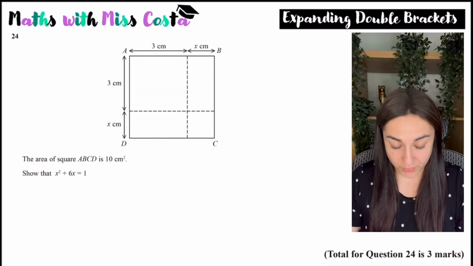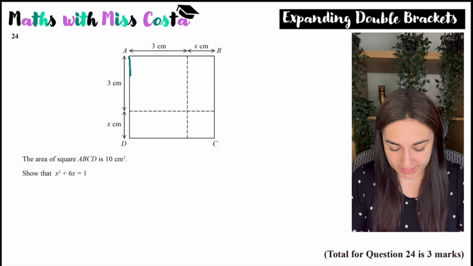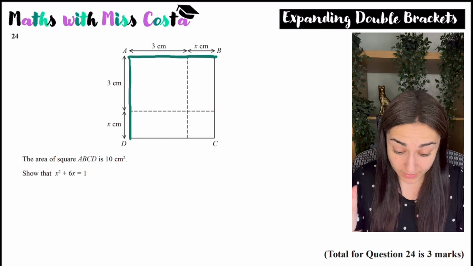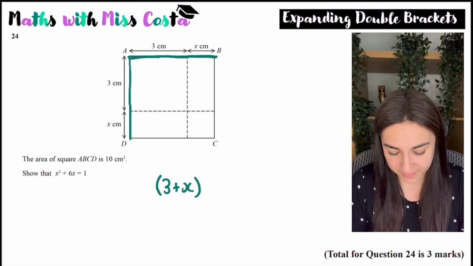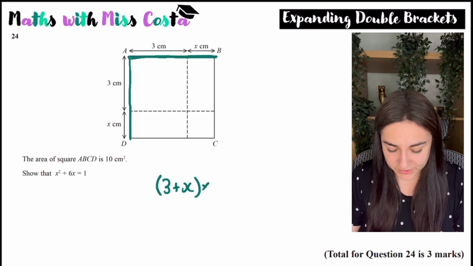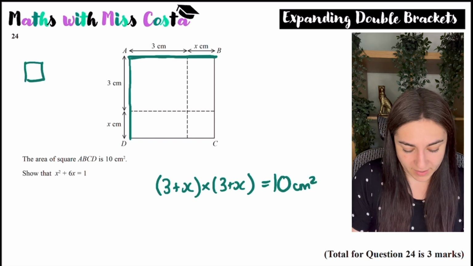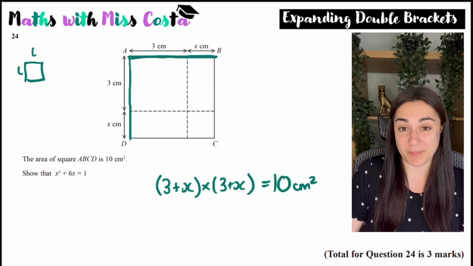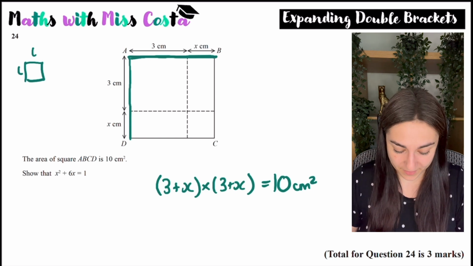In this question, I am told that the area of square ABCD is 10 centimeters squared. So how do you work out the area of a square? You do base times height. So I know that 3 plus x, which is the length of this square here, times by 3 plus x must equal 10 centimeters squared, because whatever my length is here times by my other length is going to give me the area. It just so happens that this is a slightly more complicated length.